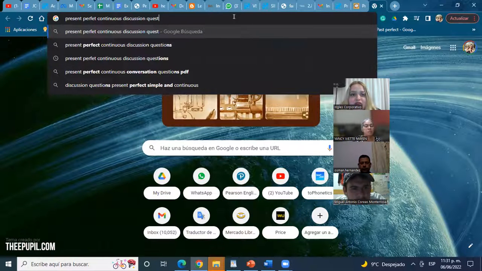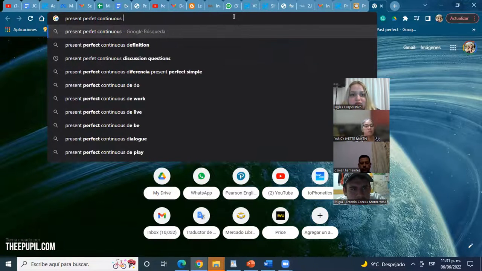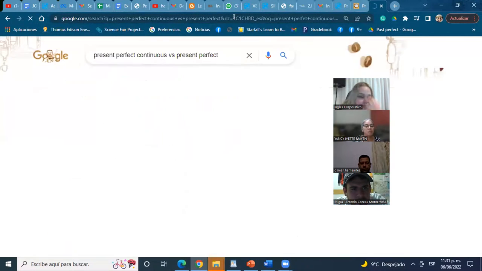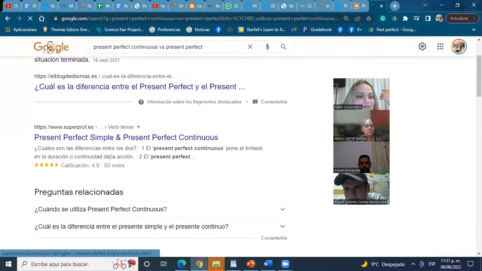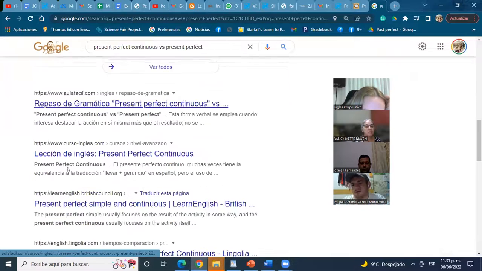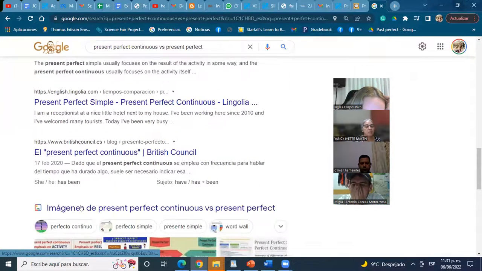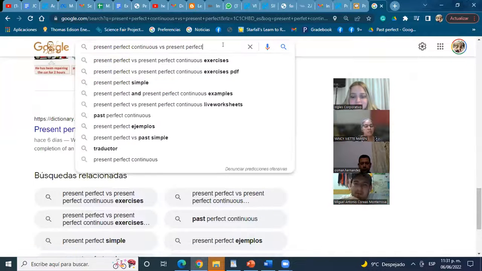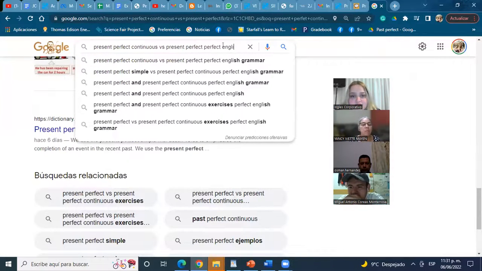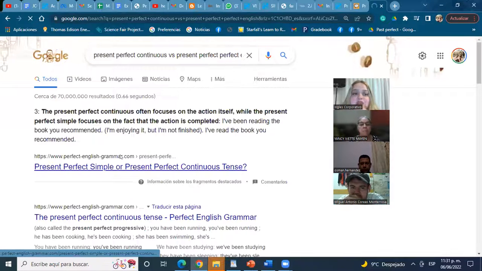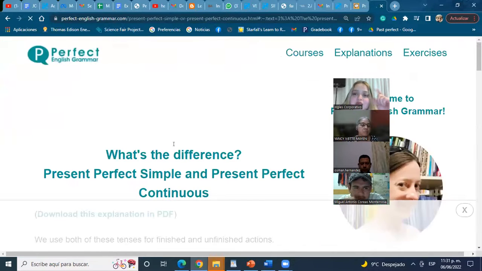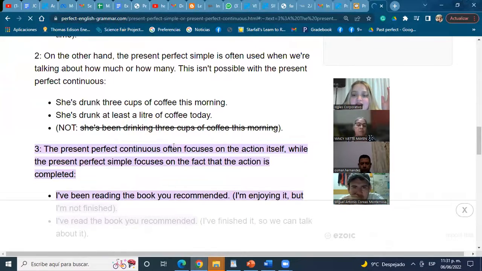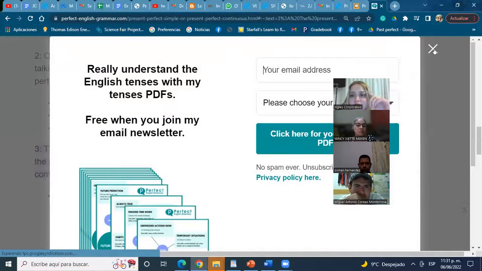Present perfect continuous versus present perfect. Let me see. All right, I will send you this article because it explains the difference. One of the main differences is when you can see the results of something, you're supposed to use present perfect continuous.